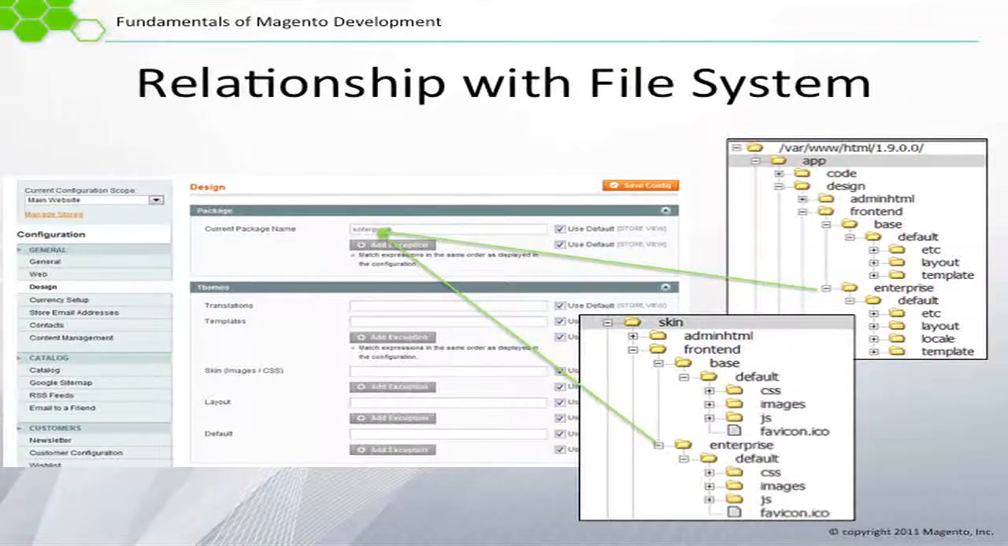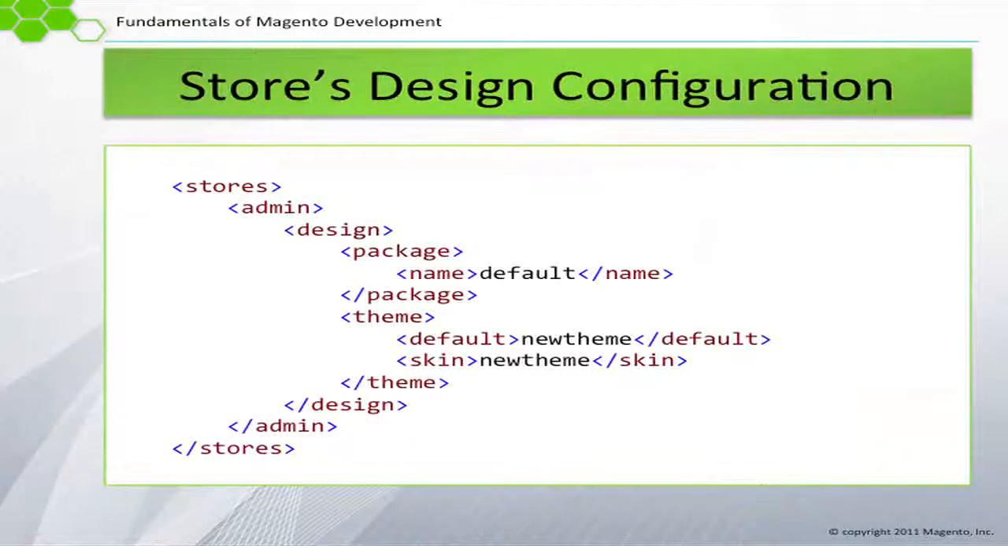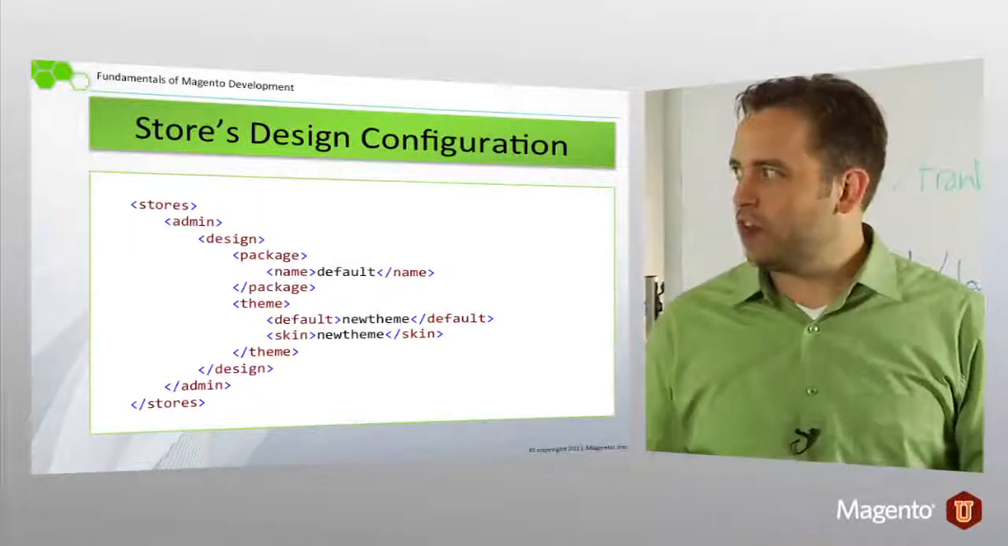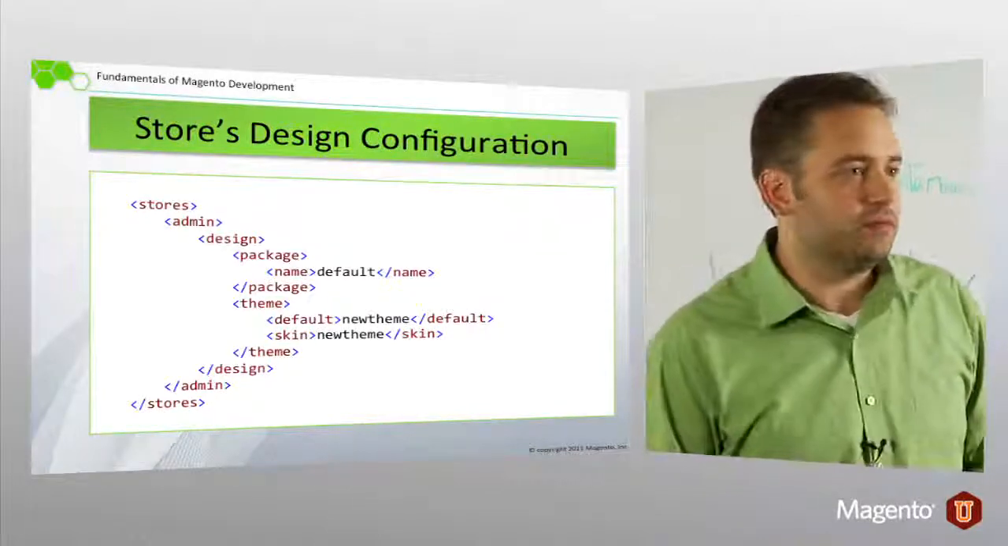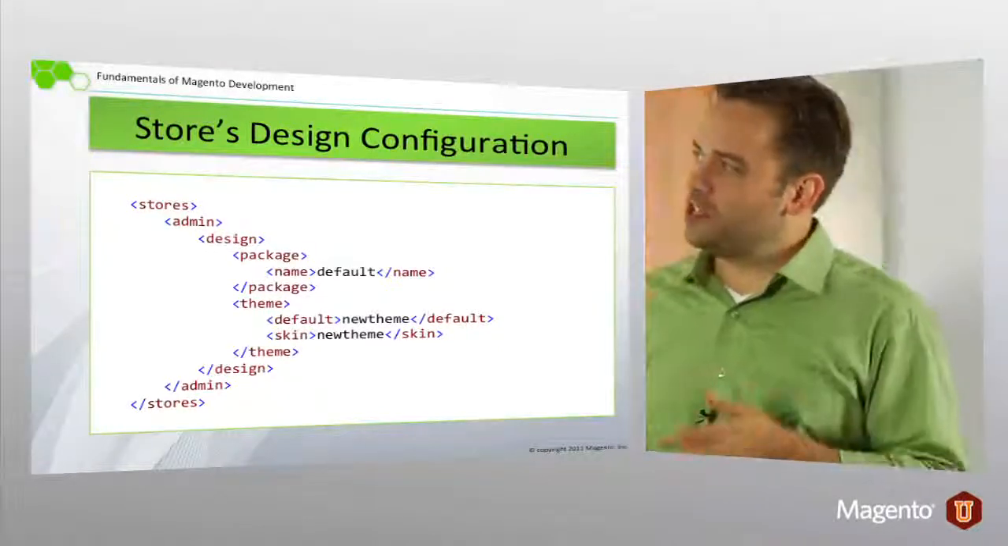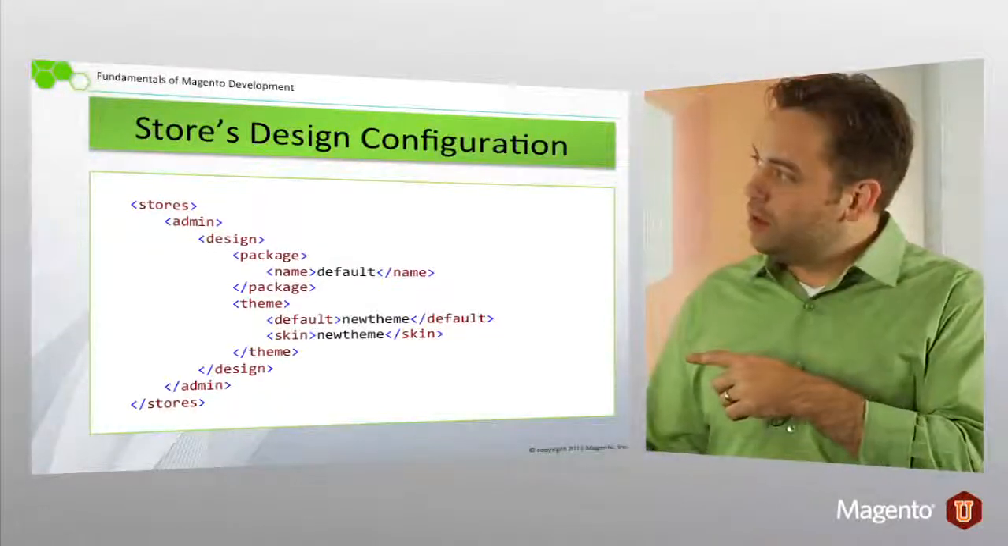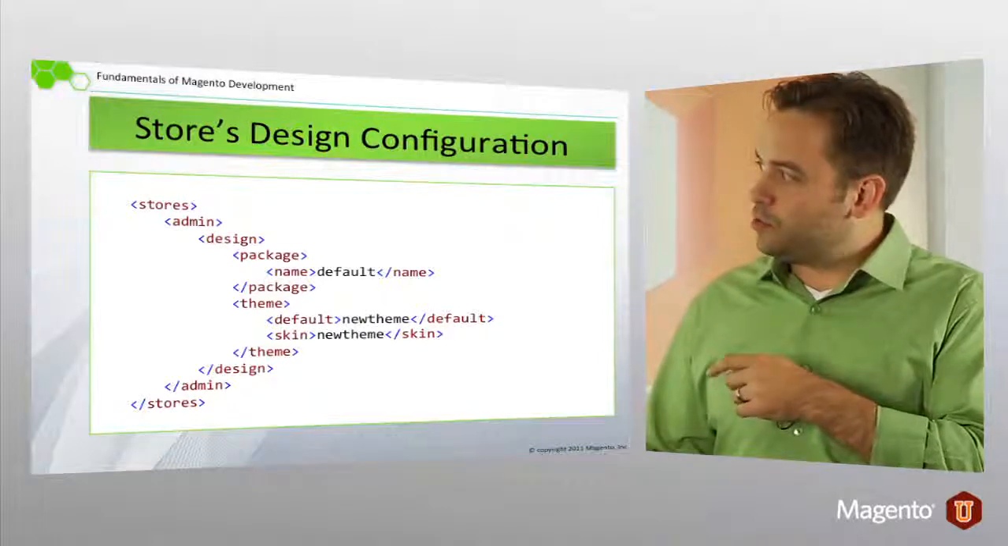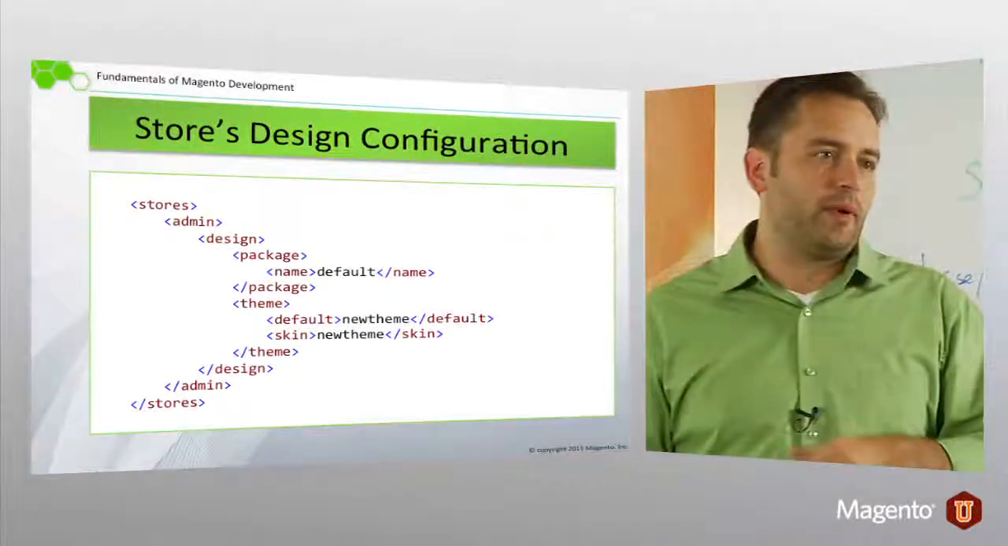We're writing config data to the database, to the core config data table. So that means that we could also set this information in our config XML. Of course, the only problem is once that information's been saved into the database, then our configuration in the files wouldn't apply. And here, we're actually changing the admin store to some new theme in the default package.